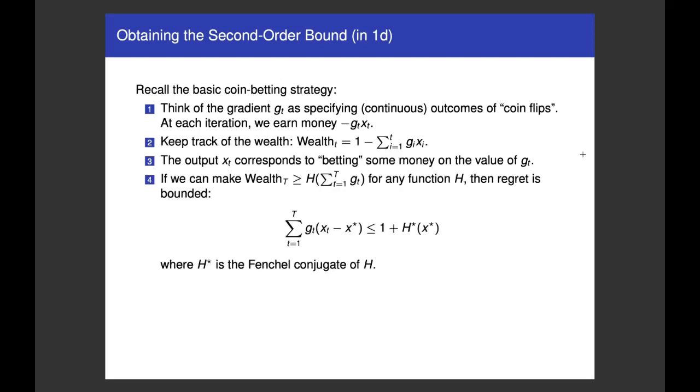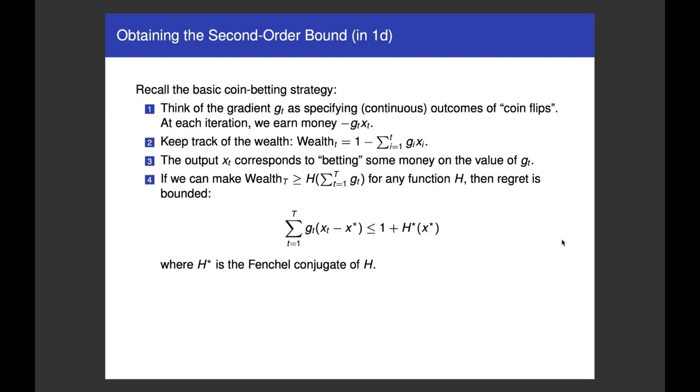Analytically, our goal is to make the wealth really big. So if we can make wealth bigger than some arbitrary, to be specified, function h of the sum of the gradients, then the regrets will be bounded by 1 plus the convex conjugate of h, evaluated at x star.